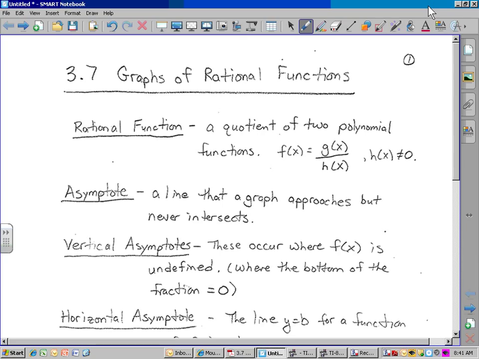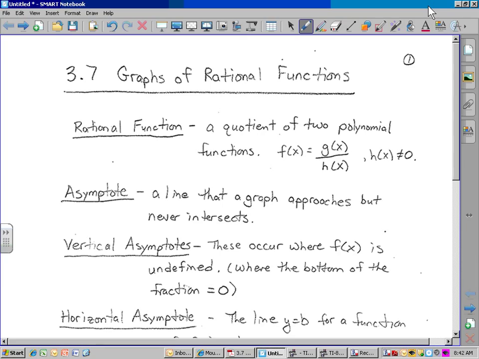End behavior is going to explain what's called a horizontal asymptote. So let's get into some of the vocabulary of this section. First, what exactly is a rational function? A rational function is a quotient of two polynomial functions. A polynomial function would be like a linear function, a quadratic, a cubic, and so forth. Okay, we have one divided by another.